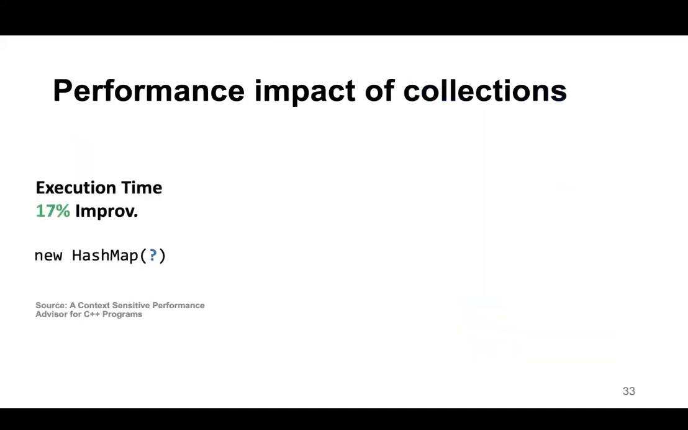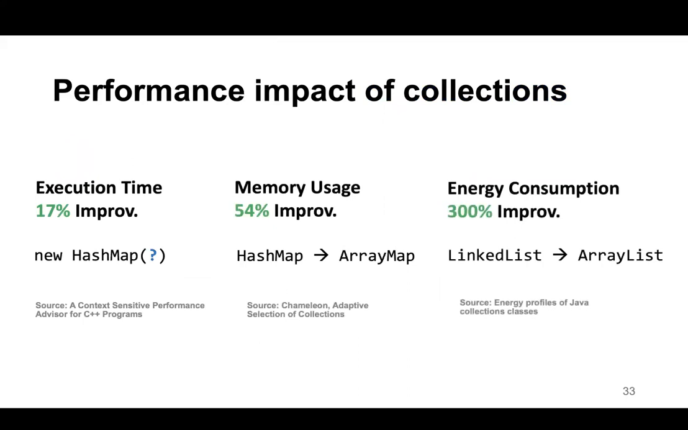And that's not a theoretical impact. These are three studies that evaluated three different dimensions: execution time, memory usage, and energy consumption. The impact of tuning one allocation site, one place in your code, can have a huge impact on the overall performance of an application. Those studies are nowadays a bit old, because they were my references when I did my PhD, but it still holds to this day. If you choose an ArrayList instead of a LinkedList, you can have a 300% improvement, and that was in a JSON implementation of Google.